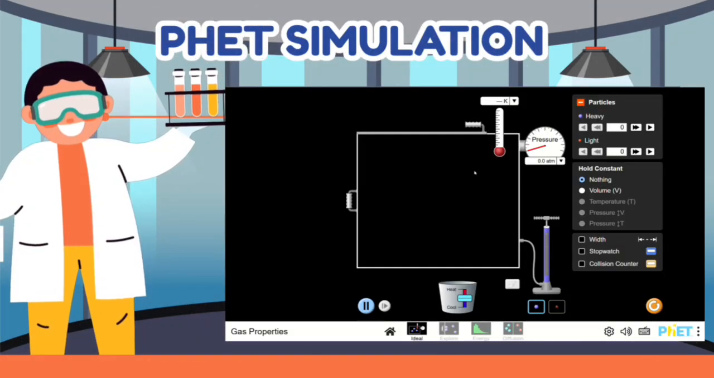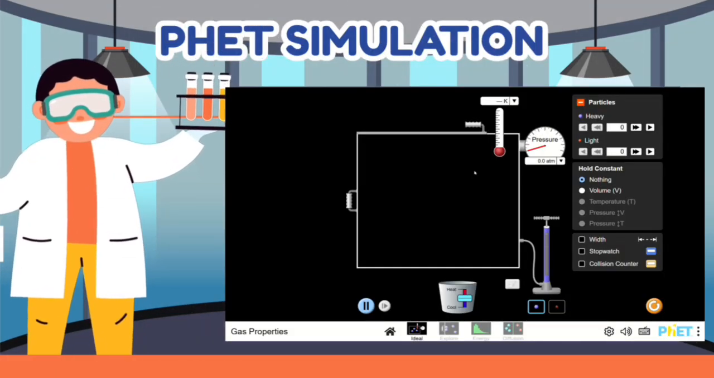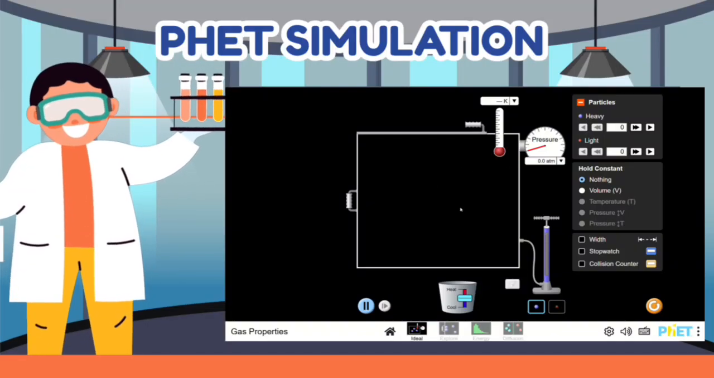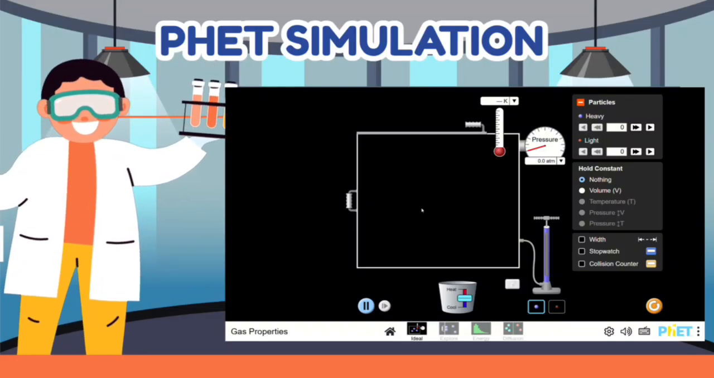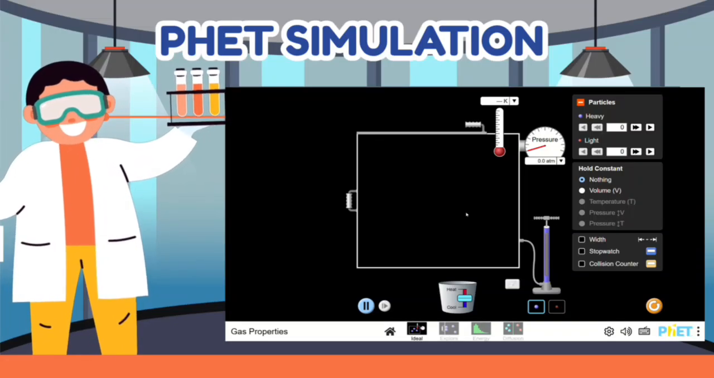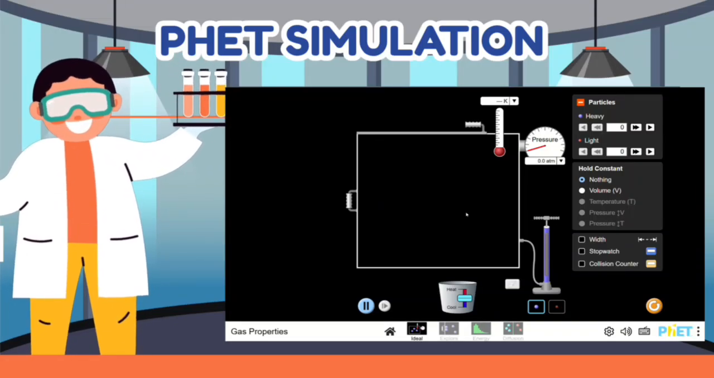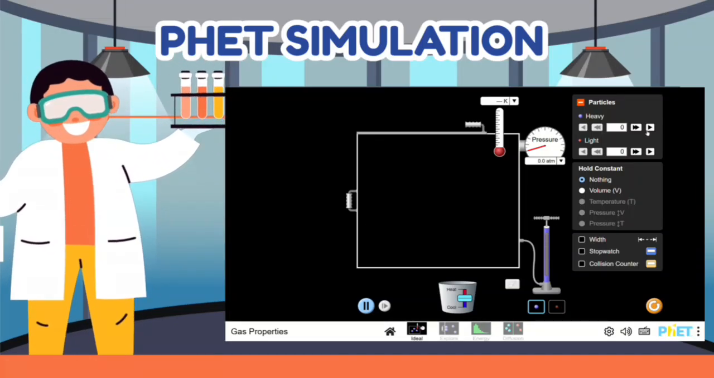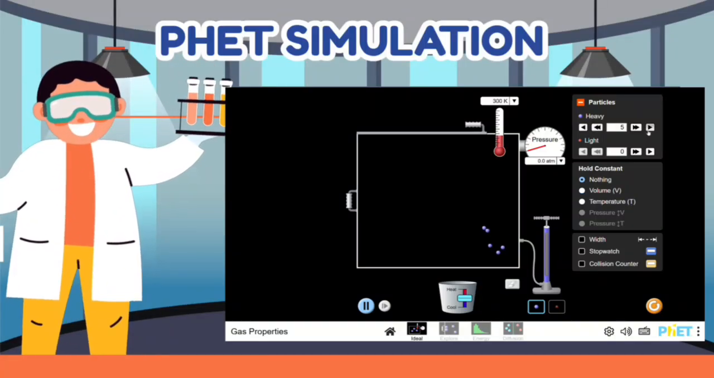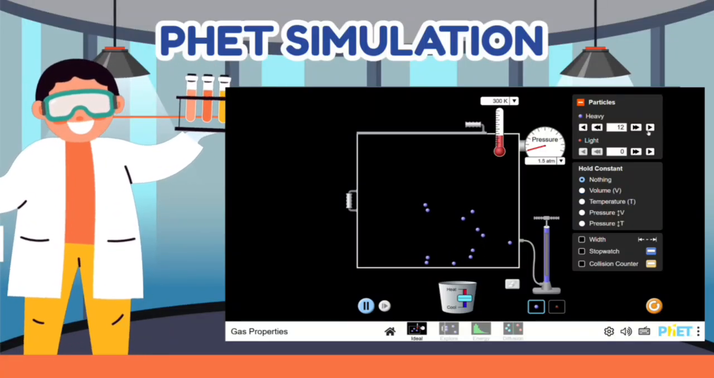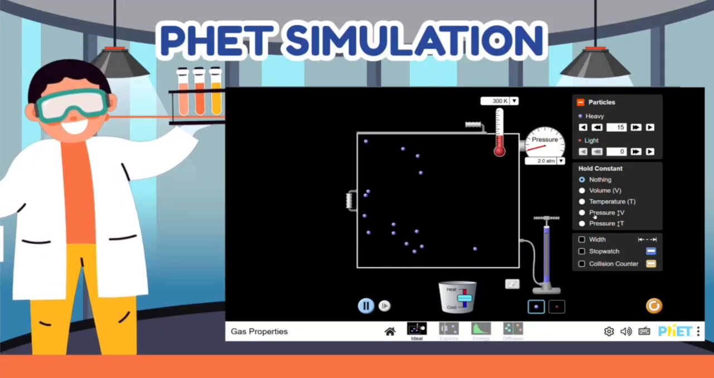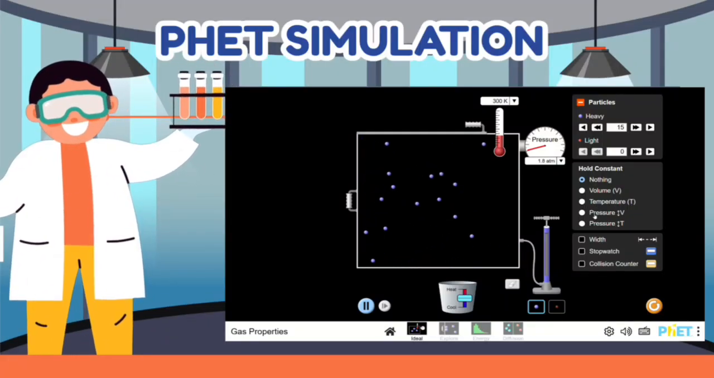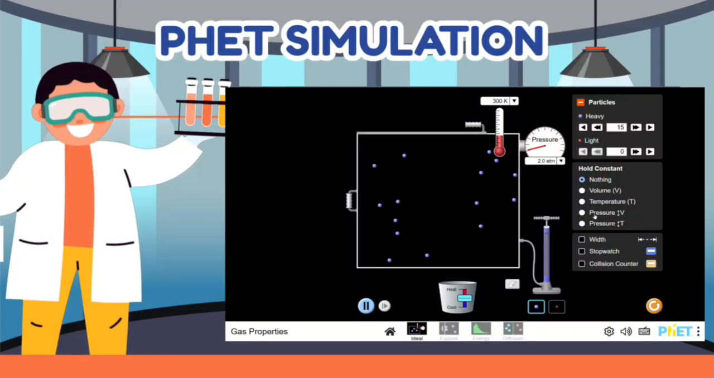For this demonstration, we are using the PhET gas property simulation to illustrate Charles' law, which states that at constant pressure, the volume of a gas is directly proportional to its temperature. First, I'll add 15 gas molecules using the pump gas option so that we can see how they behave inside the container. Next, I'll select the pressure arrow above from the right panel, wherein this setting means that the simulation will keep pressure constant and the volume will change as we increase or decrease the temperature.